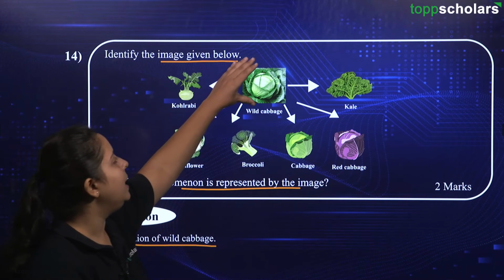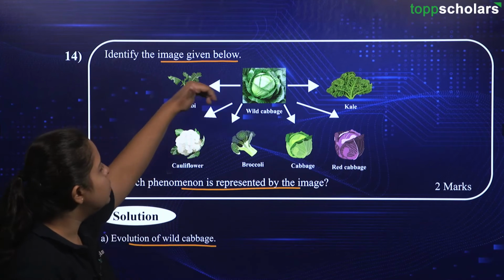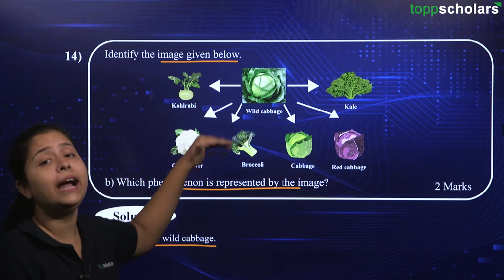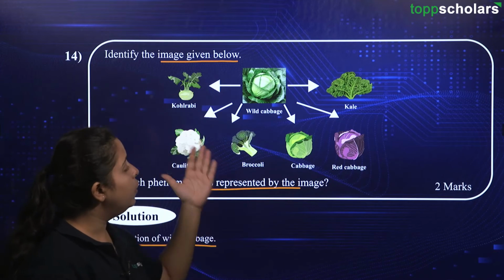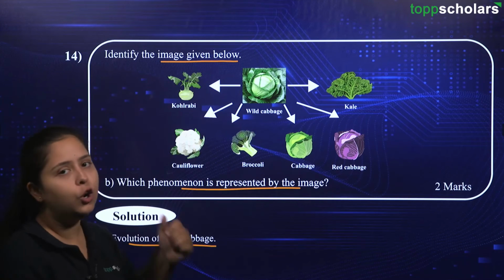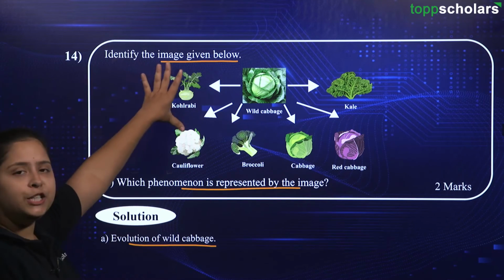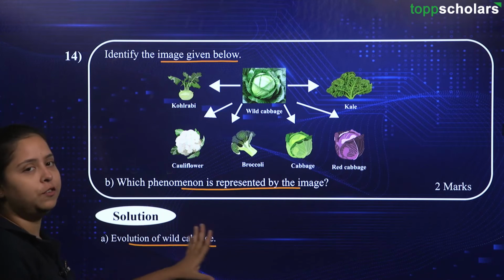You will see this is the wild cabbage, and then it is undergoing some evolution to form different kinds of cabbage now. Okay, one is forming cauliflower, then we have the formation of broccoli, cabbage, red cabbage, kale and kohlrabi. So the identification is evolution of wild cabbage.